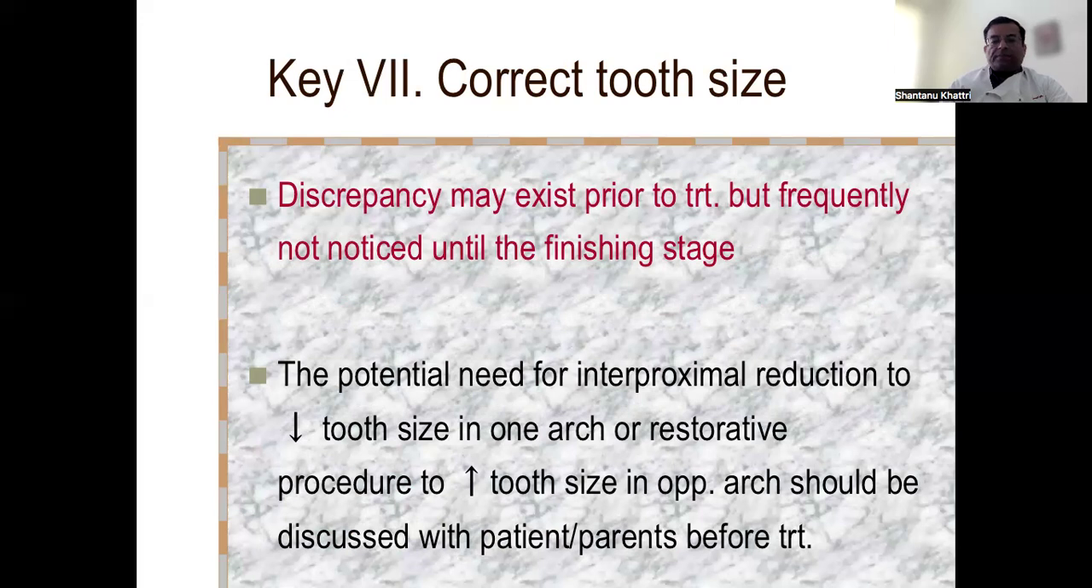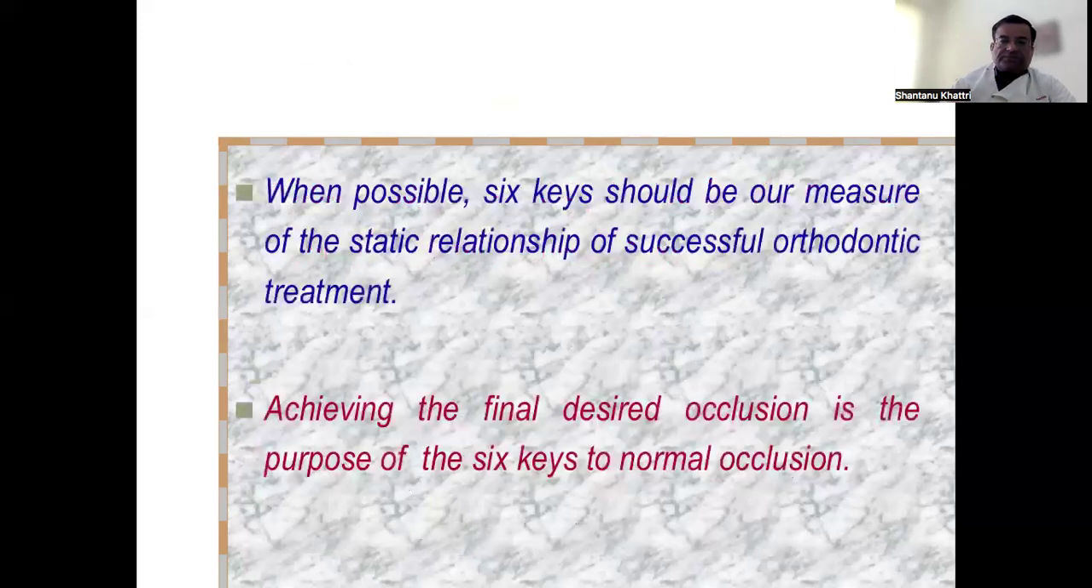So the potential need for interproximal reduction to decrease the tooth size in one arch, or a restorative procedure to increase the tooth size in the opposite arch, should be discussed with the patient or parents before the treatment, so that they know these things have to be done because there is a Bolton discrepancy in the patient. So we need to take care of these things.